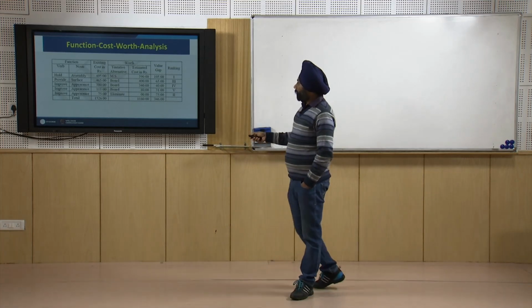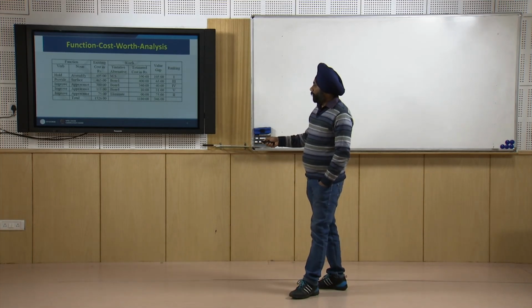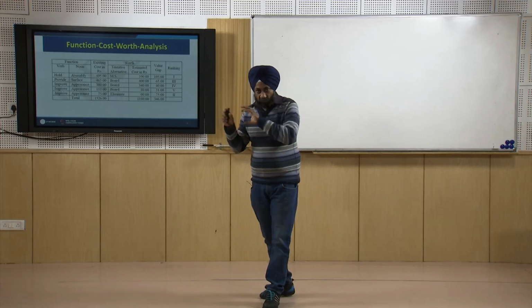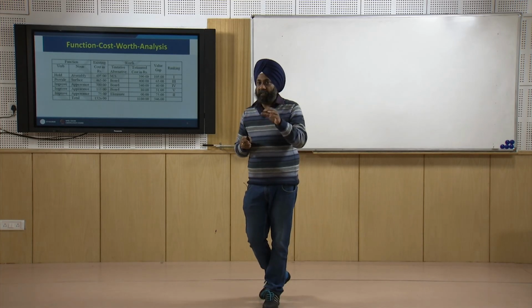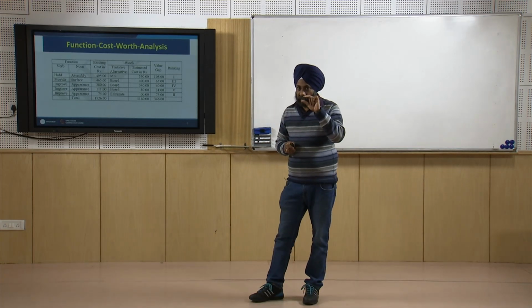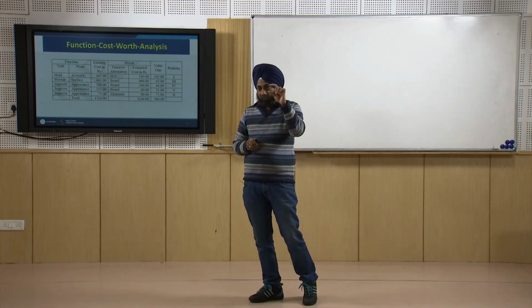So that is one thing, that you eliminate one particular part and thus you save some money for the product. So 75 rupees getting reduced from this, and the value gap has also been calculated, that 495, the worth of the product is 390 and the value gap is 105. The board is 465 rupees, the estimated cost is 400. This data is generated through the creative phase, where it is suggested that you can reduce the thickness of the board slightly. So the cost has been calculated for the reduced thickness.